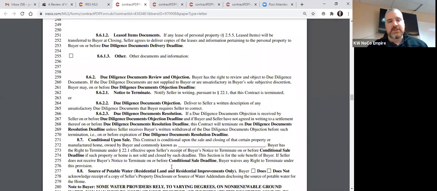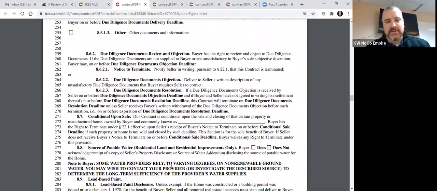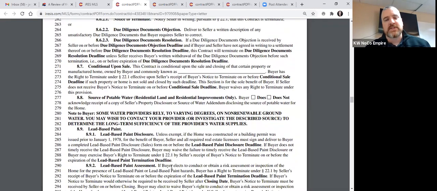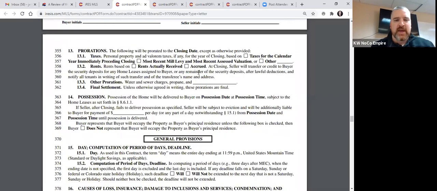Let's see, due diligence documents, objection, review, resolution. All those things operate similar to the standard contract to buy and sell. Conditional sale, if they have to sell a property in order to purchase this one, that's all going to be the same. Put the address there.